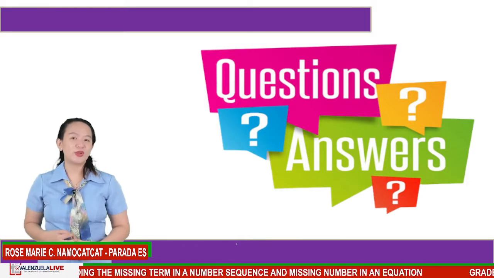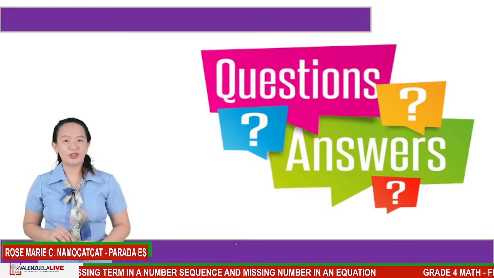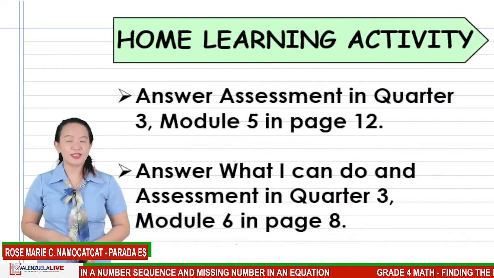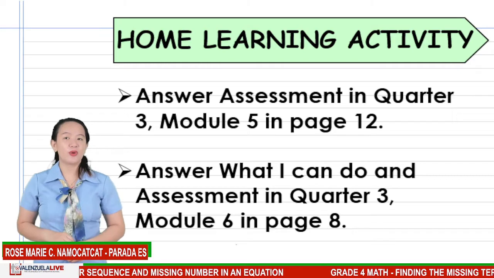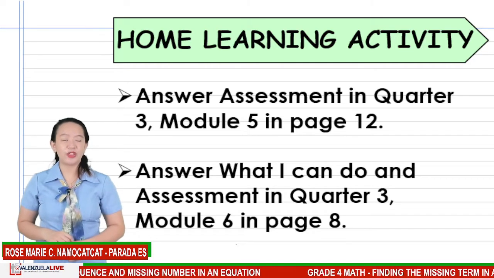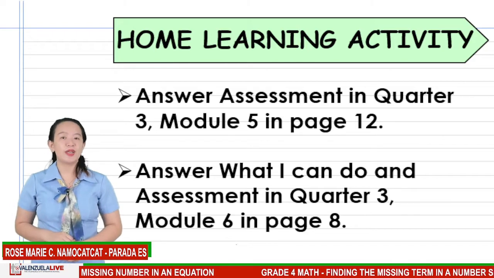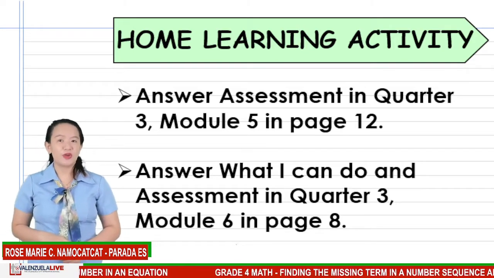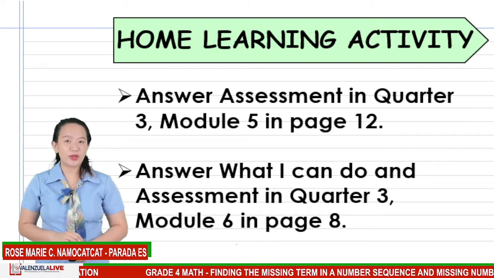Okay, it seems that you don't have any questions or clarification in our discussion. So we can now proceed to your home learning task or activity. You need to answer your assessment in quarter 3, module 5 on page 12, and answer what I can do and assessment in quarter 3, module 6 on page 8. If you don't have a soft copy or hard copy of your module, kindly screenshot the following pages.